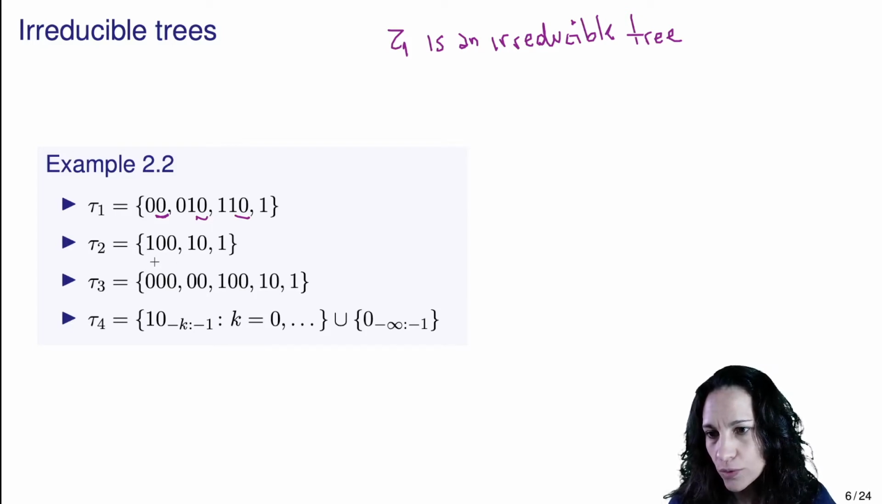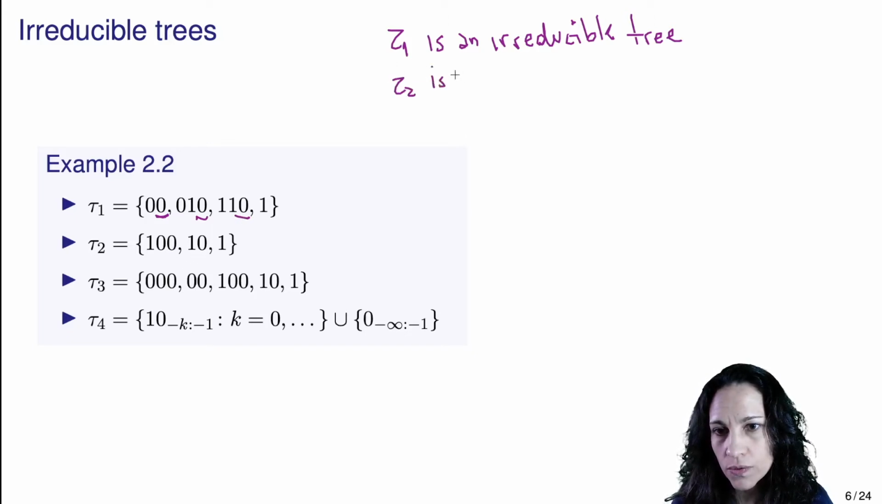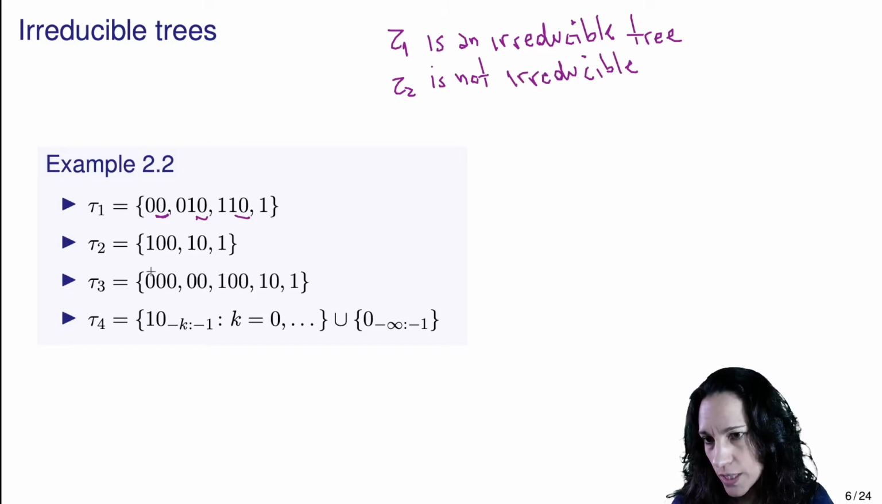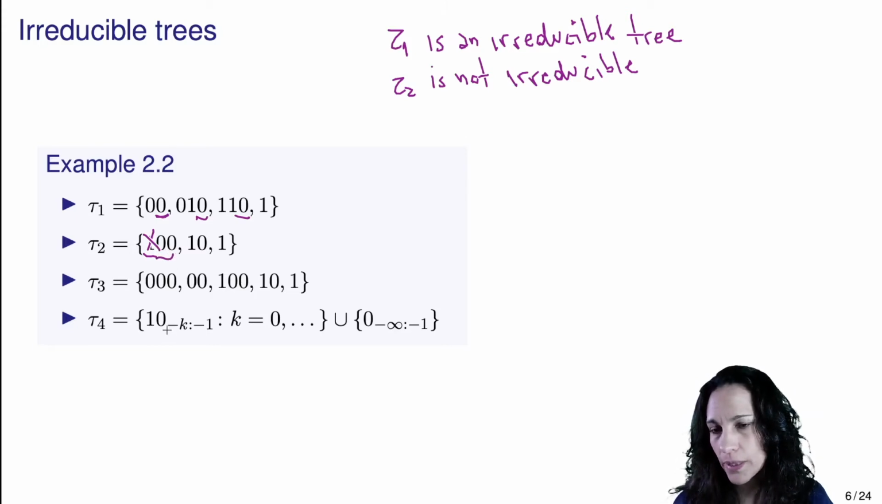We see that tau2 is a tree, but it is not an irreducible tree. So we see that it is a tree because it satisfies the suffix property. No sequence here is a suffix of another sequence, but we can, for example, substitute this sequence here. We can remove this symbol 1, replace it by 00, and we do not violate the suffix property. So tau2 is not irreducible.